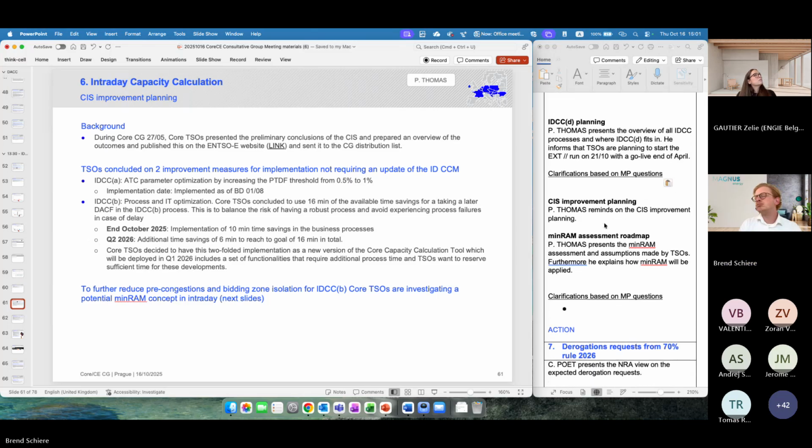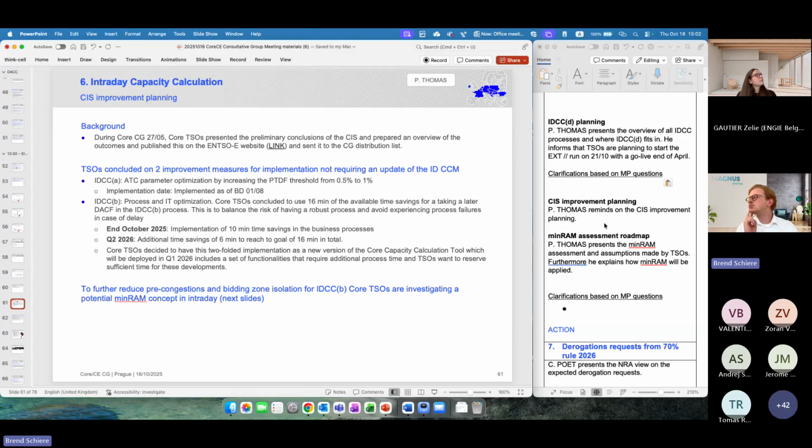Yes. The next topic is about the capacity improvement study. We performed a study on the TSO side to find and analyze measures that could improve the capacity for intraday, also to improve the KPIs on bidding zone isolations that we just saw. You can find more detailed results of the study on the ENTSO-E website. We are sharing a link here.